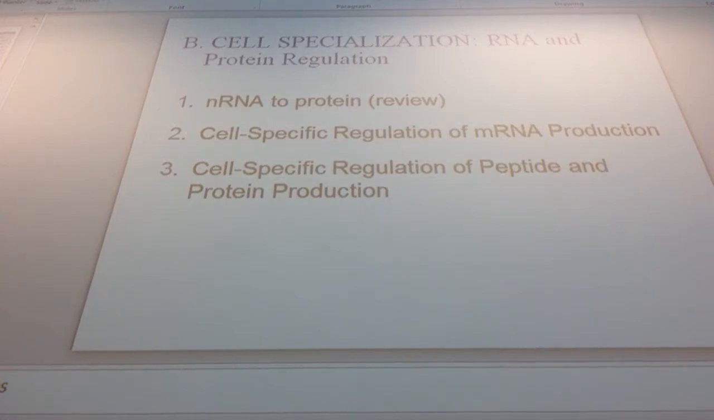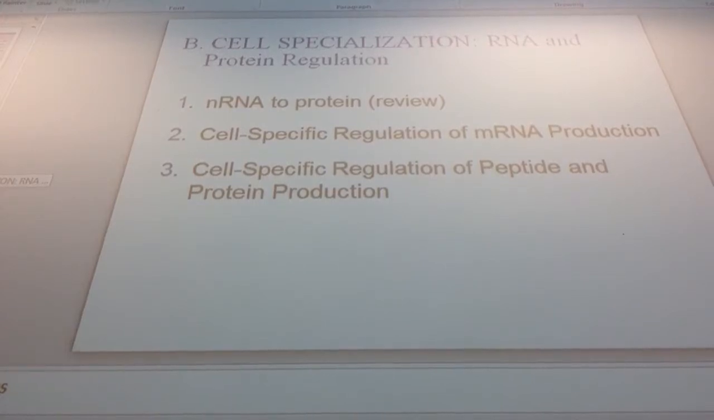The next set is... Can you see in the back? It seems like it's a little bright. Okay, all right. Cell-specific regulation of mRNA production. Is this the right place?